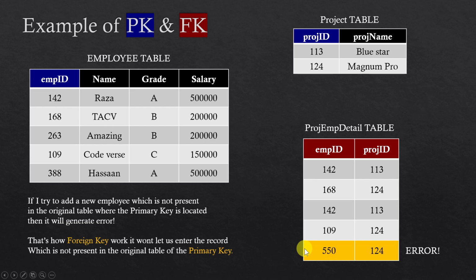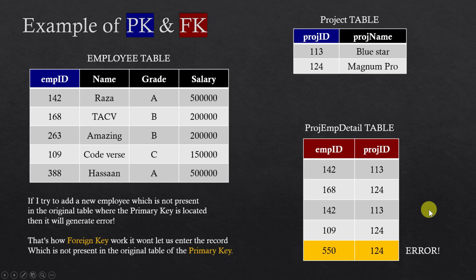Similarly, if we try to add project 130, we do not have a project 130, so we cannot add 130 as a project ID here. So this is what a foreign key does. It enforces a rule that this employee ID originally belongs to this table. So the only data that this table can hold is the data which is inserted into the original table.